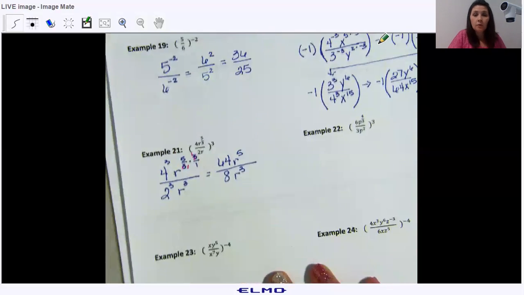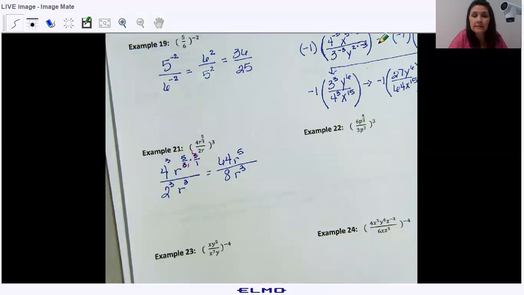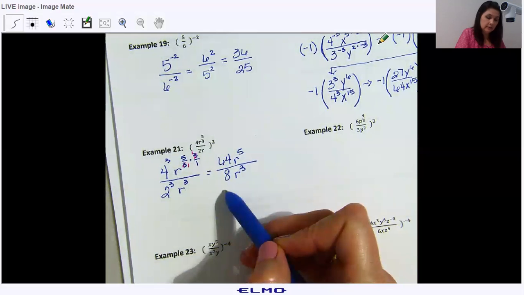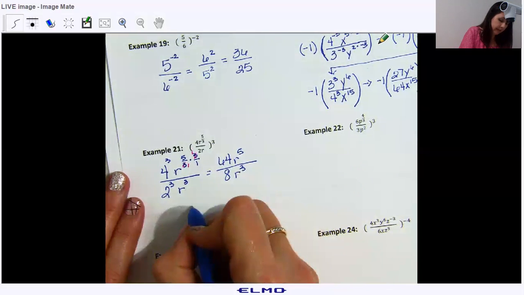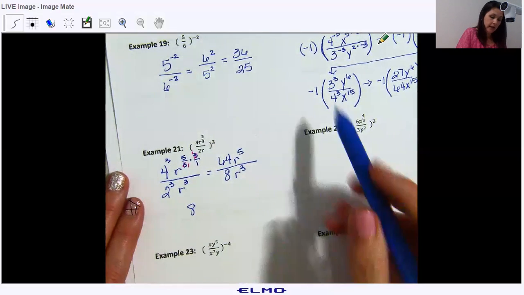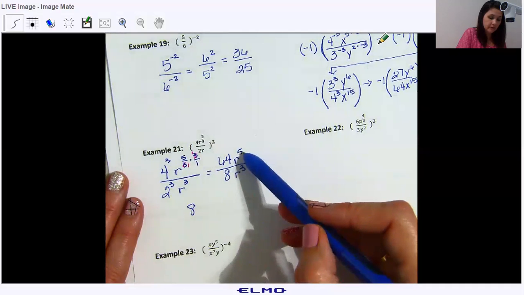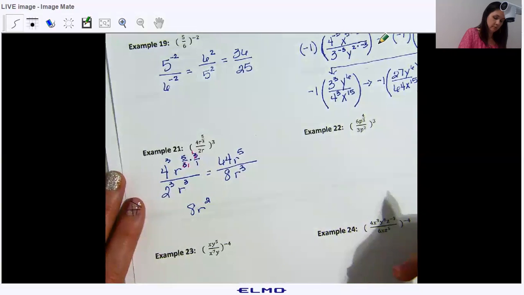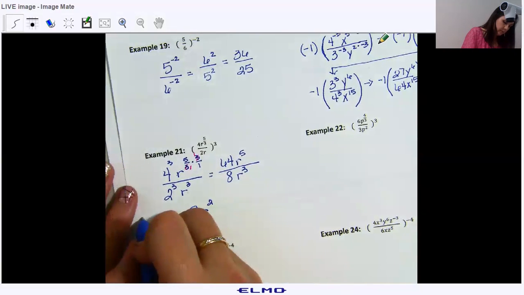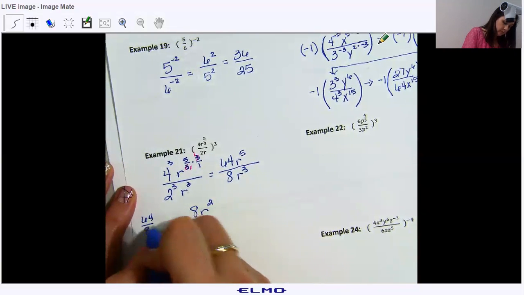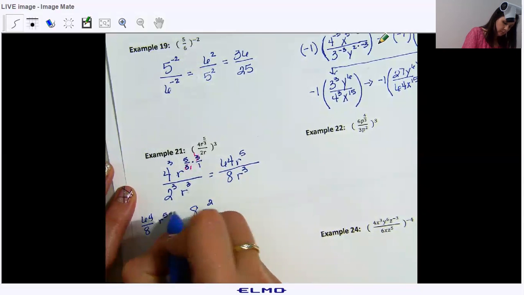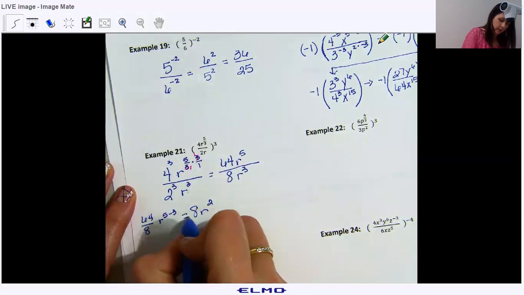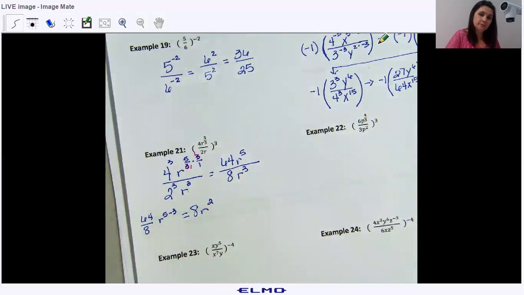Okay, we're not finished. We're going to continue to simplify this. We have 64 divided by 8, which is going to give us 8. And then we have r to the 5th minus r to the 3rd, which is going to give us r squared. And then that would be your final answer.